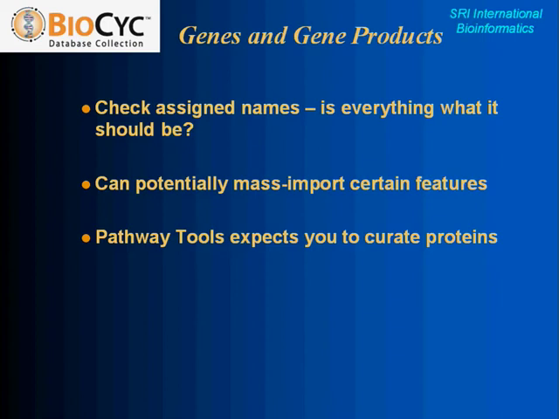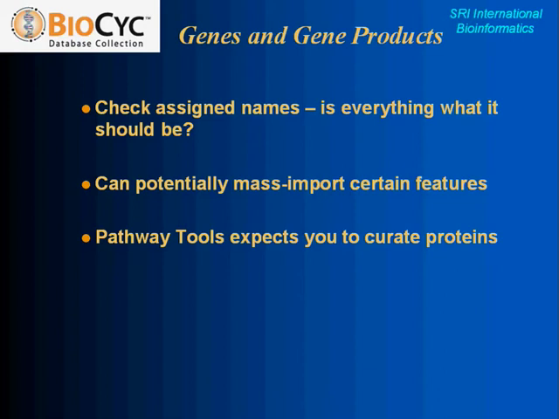So say you're editing with an eye toward genes and gene products. And by gene products, I primarily mean proteins, although you should end up with some RNAs as well. It'll be largely whatever's in the annotated genome file, frequently ribosomal RNAs, tRNAs. So the first thing you want to do is check all the assigned names. Is everything what it should be? And you can do this in a systematic way, or you could look at your specific genes of interest.